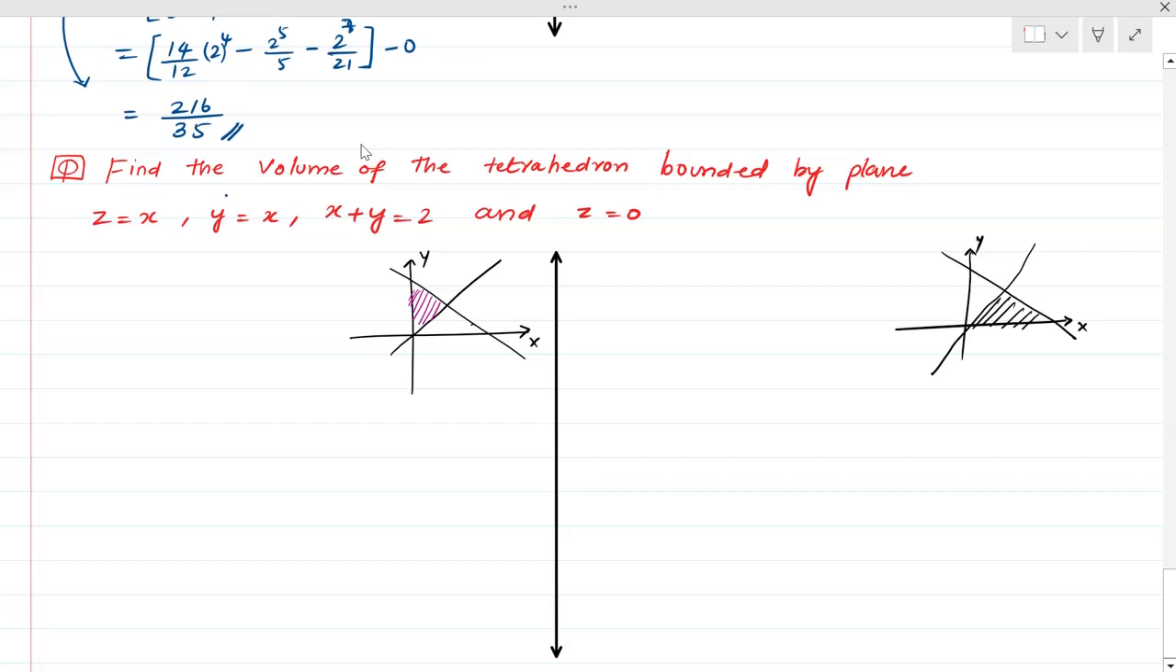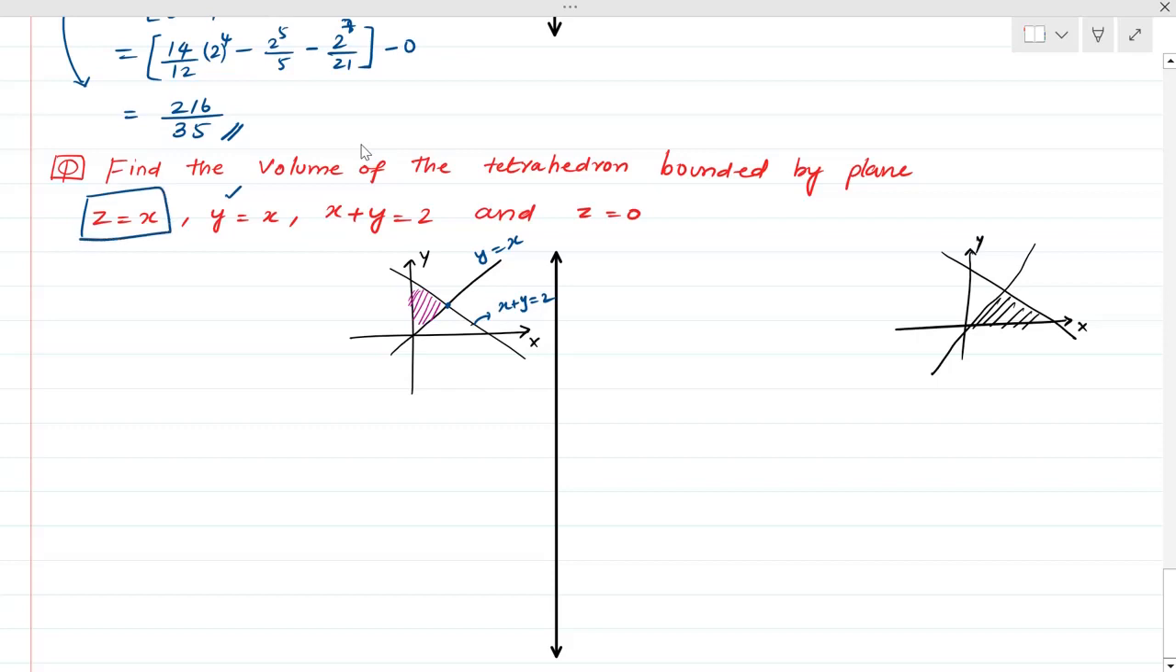What is this line? This is the y equal x line. And what about this line? This is the line x plus y equal to 2. Now I have to find it as usual. This is the x point, this is z equals 0, and this is the function which is given.